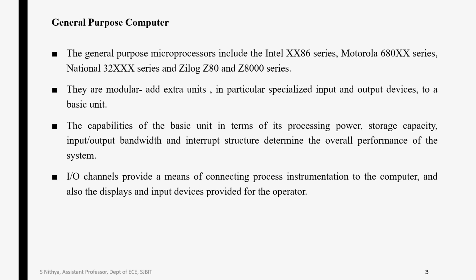The capabilities of this basic unit in terms of its processing power, storage capacity, input output bandwidth and interrupt structure determine the overall performance of the system. The input output channel provides the means of connecting the process instruments to the computer, and also the displays and input devices provided for the operators. So this is what is there in the general purpose computer.